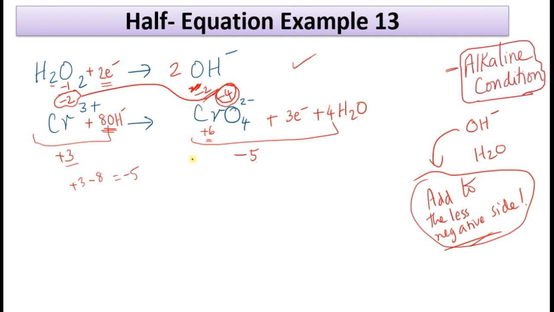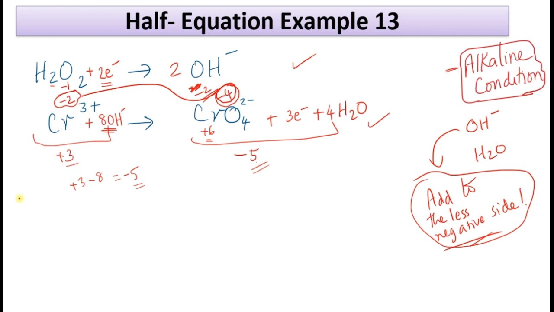Chromium, one chromium on each side. That's all right, so all balanced. Okay, check the charge as well. Overall charge now: +3, -8, that gives you -5. And here you have -2, -3, that gives you -5 overall charges. The charge is also balanced.